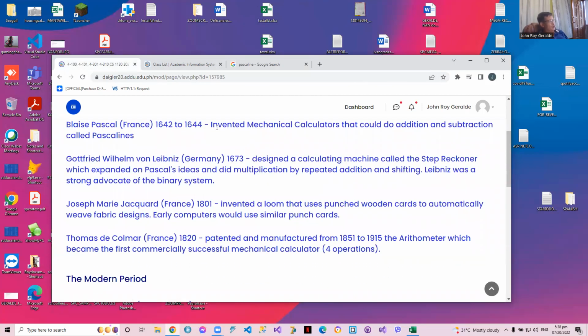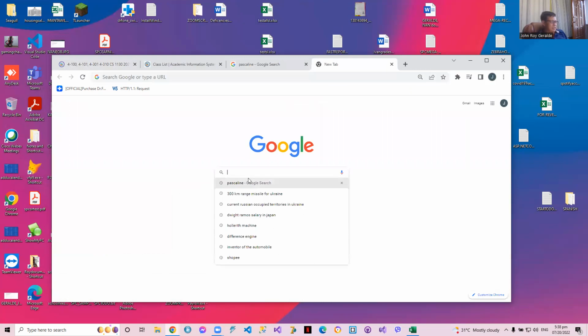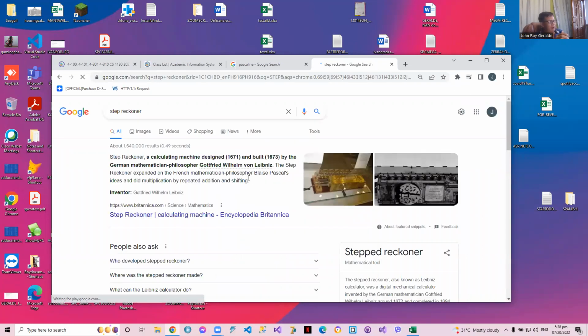And then also about the same period from Germany, Gottfried von Leibniz invented the step reckoner. Okay, what's a step reckoner? It's an upgrade of the Pascaline. That's how it really is, from first generation to second generation, the technology upgrades. The first version was the abacus, the second version was the Pascaline. The third version is the step reckoner.